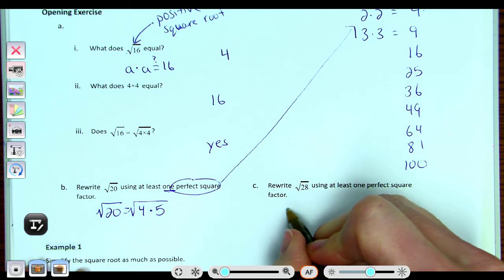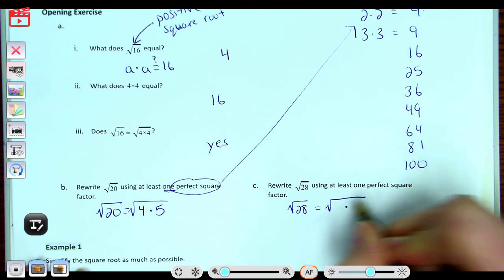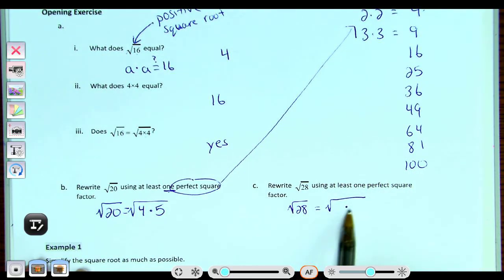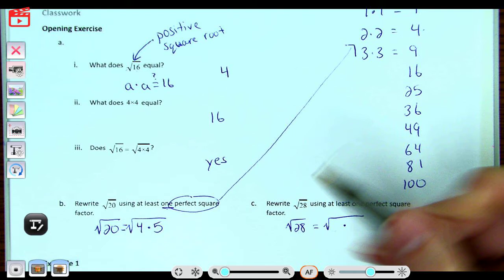Let's do the same thing here for the square root of 28. Using at least one perfect square, what two numbers can I multiply together to give me 28? If you look at your list of perfect squares, I again would say 4. 4 times 7.